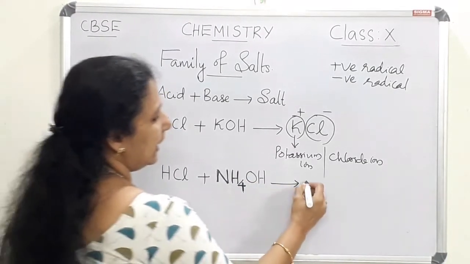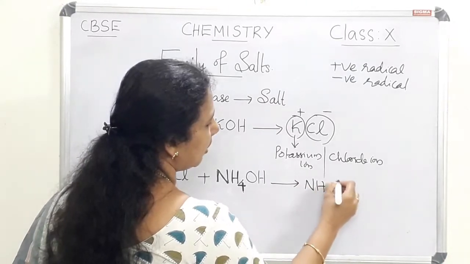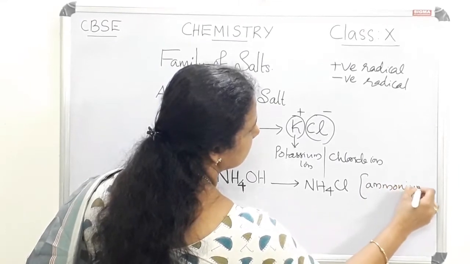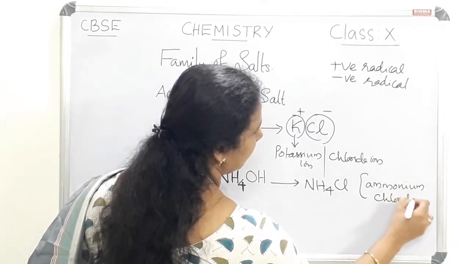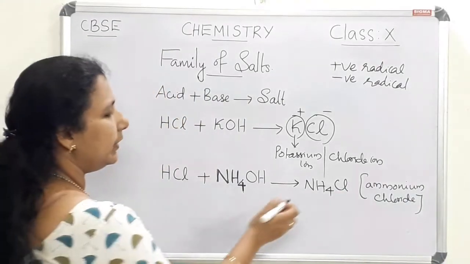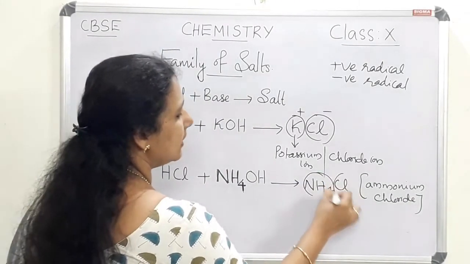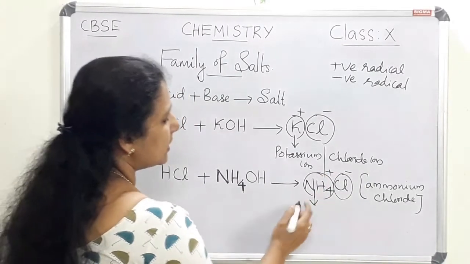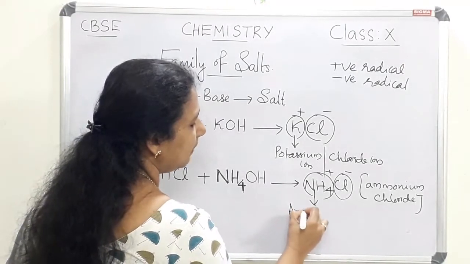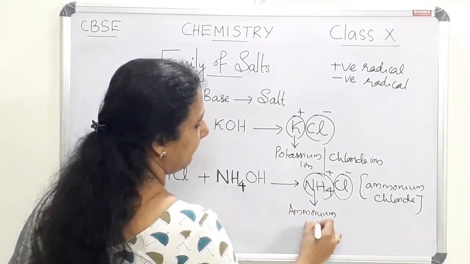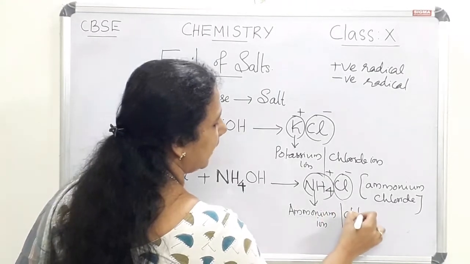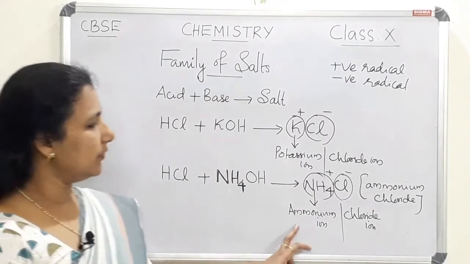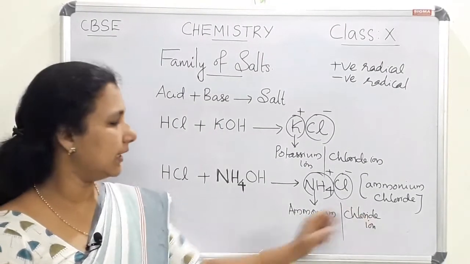The salt produced is NH4Cl, ammonium chloride. Here also we can see two radicals, the positive radical and the negative radical. The positive radical is called the ammonium ion, and the negative radical, or negative part, is called the chloride ion. So here also we can see two parts, the positive part and the negative part.